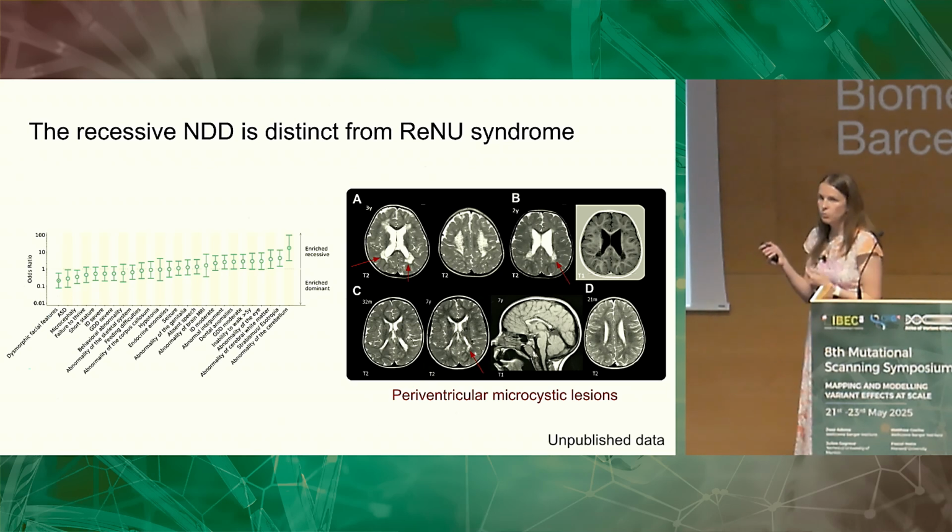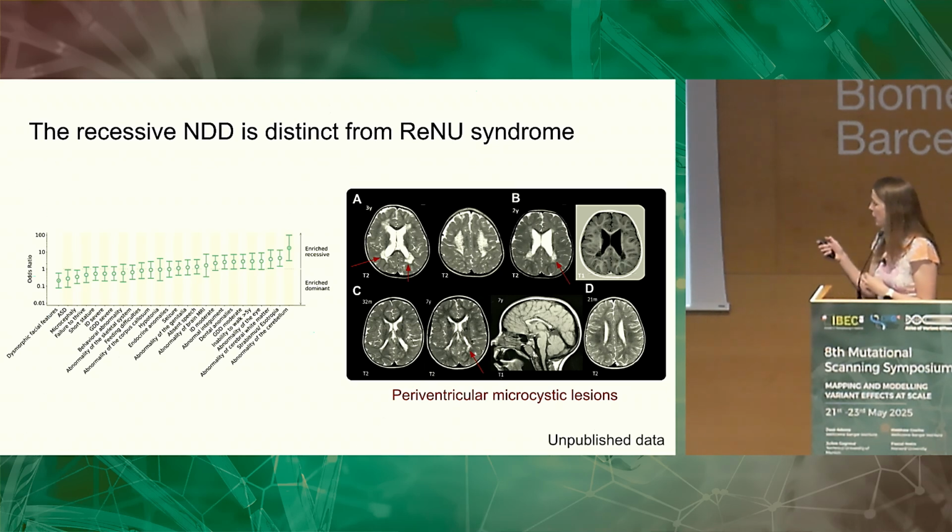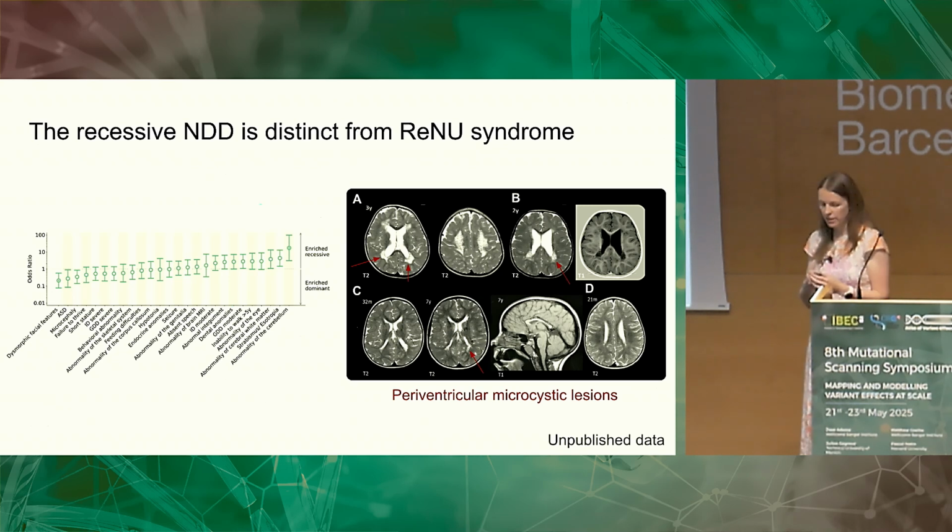This was the first time I ever looked at MRIs when we got these, so I'm sorry, I'm not an expert. But hopefully these red arrows will point you to the bits that apparently are really distinctive. These dotty white areas at the end of these big X's are periventricular microcystic lesions, which apparently are very distinctive.